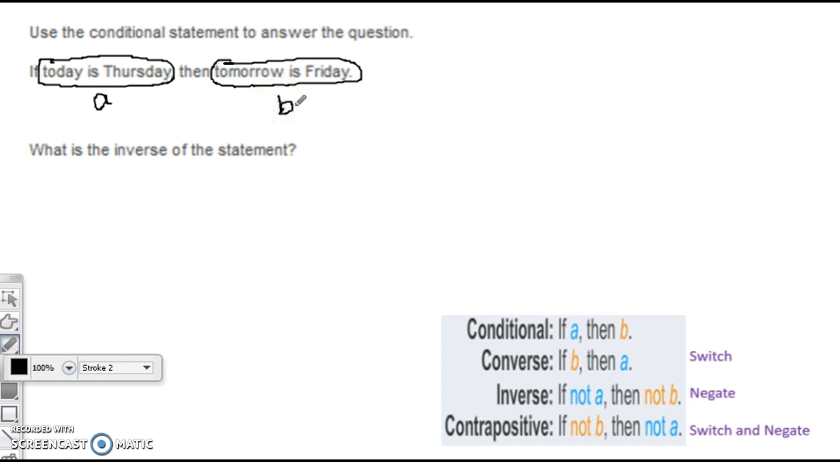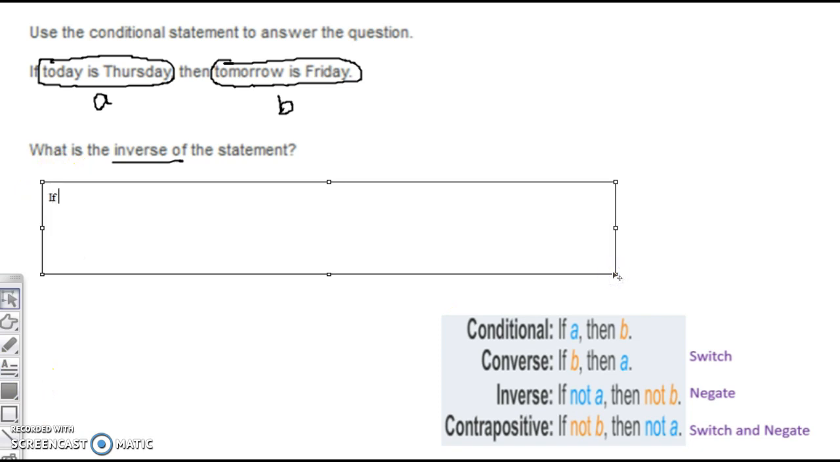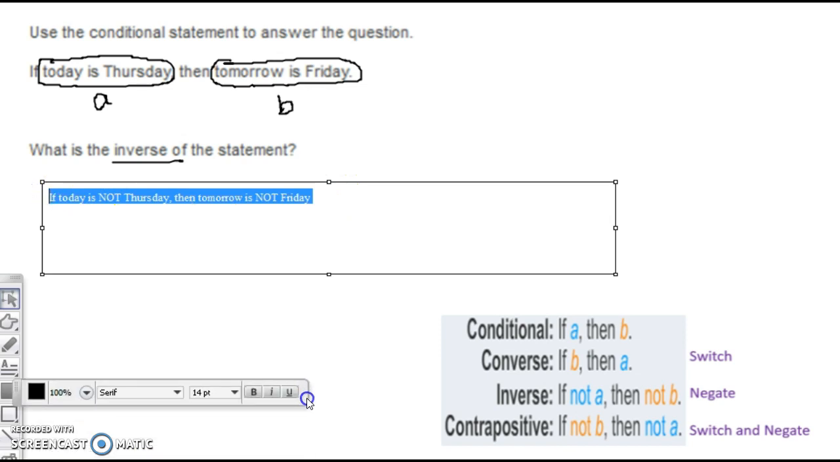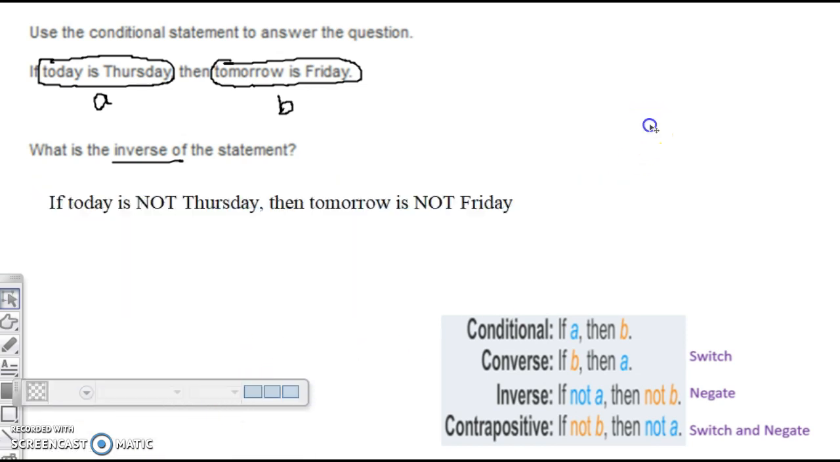All right, and I want to write the inverse of the statement. So if you look down here, inverse says that you're going to negate it. If not A, then not B. All right, so I'm going to keep the order the same. All I'm going to do is put the word not in there. So it's going to look like this: if today is not Thursday, then tomorrow is not Friday. You keep the order the exact same, you just negate it. So you put the not in there. Let me see if I can make that a little bit bigger. There we go. All right, so that's your inverse.